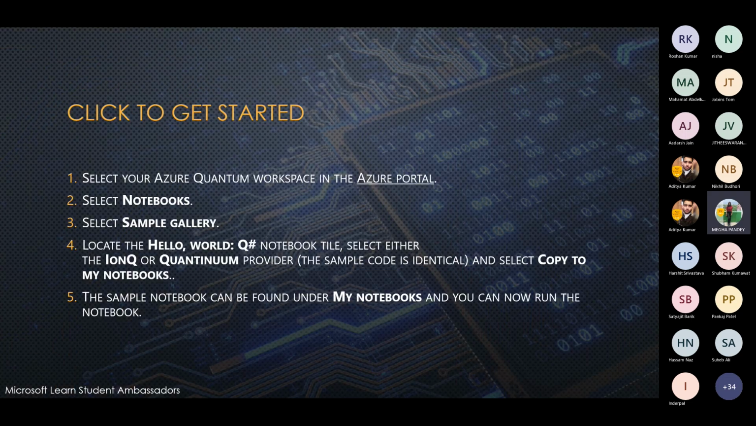And get started. Click to get started. We will do all of the things which are written over here. Select your Azure Quantum Workspace in Azure portal. First of all, log into the Azure portal. You can type Microsoft Azure on Google and you will get it over here.